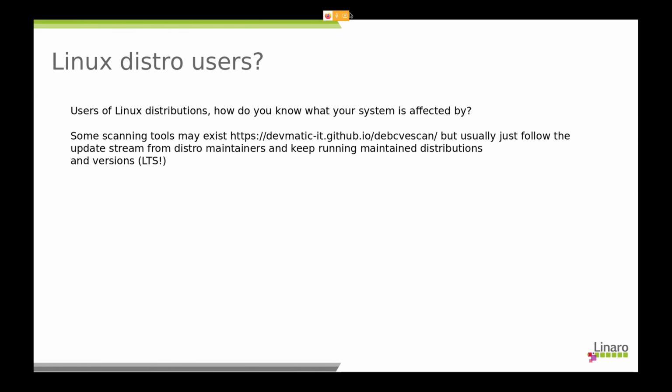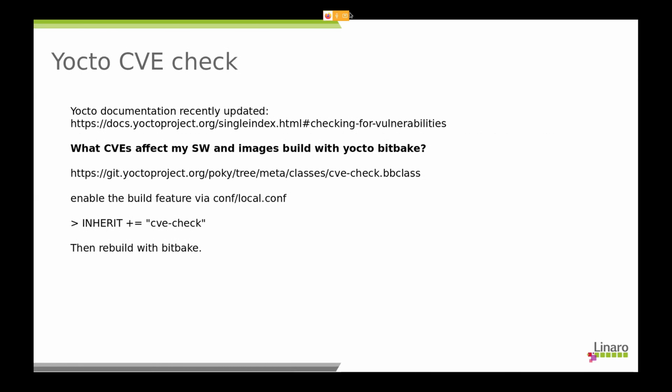So, coming back to the Yocto CVE check. This documentation on the Yocto site was recently updated. I submitted some patches based on this talk and these slides. So what are the CVE security bugs that affect my software and images built with Yocto and Bitbake? To find this out, you enable inherit cve-check in your local.conf when doing the build, and then rebuild your system.